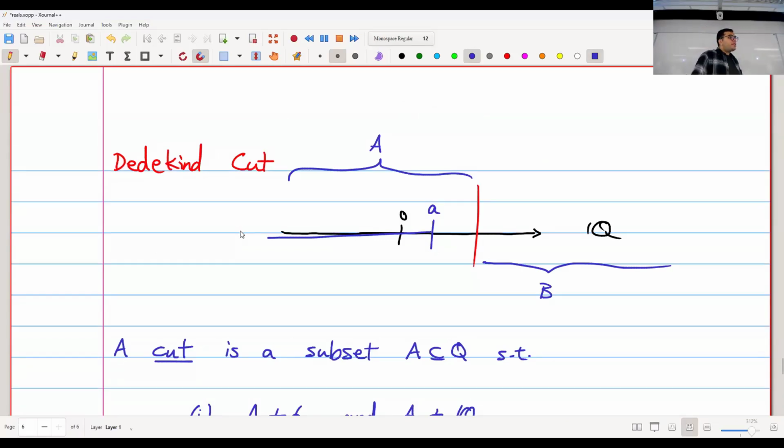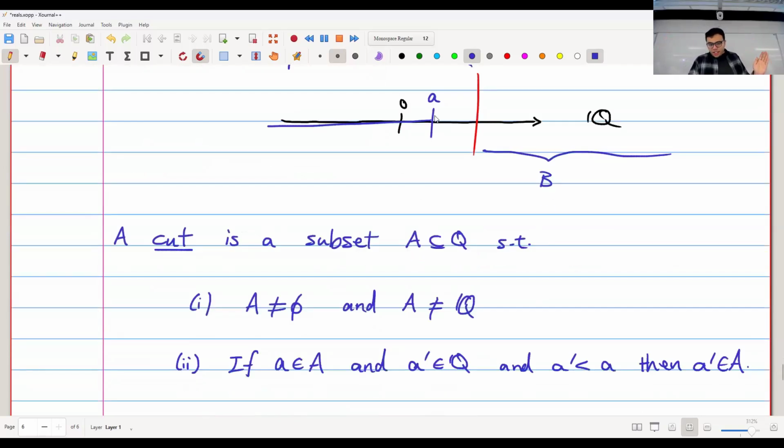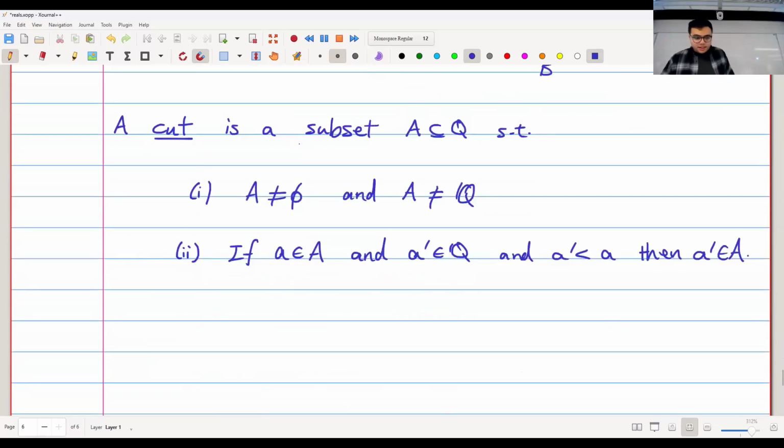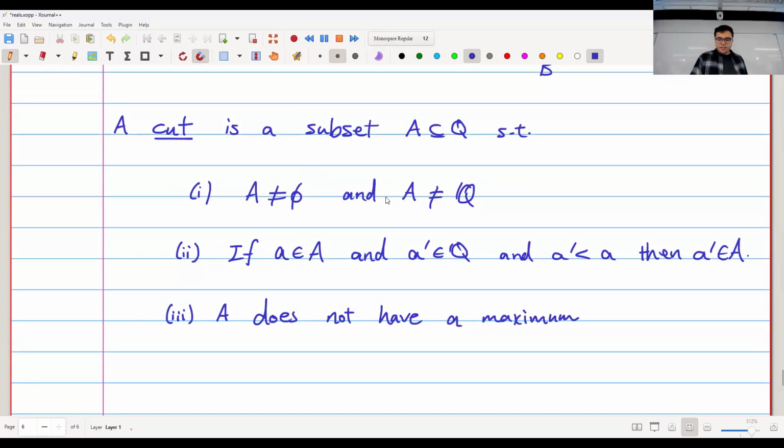So if I take this number, I have to take all the rational numbers that are smaller. Again, this is going back to the idea that for natural numbers, for example, I was saying that the number n is the set of all numbers that are smaller than n. So here I'm doing the same thing. But I'm saying if I take this number into my cut, then I have to take everything that is smaller than it into my cut as well. Now, the last one is that A does not have a maximum. Now, this last one is probably the weirdest.